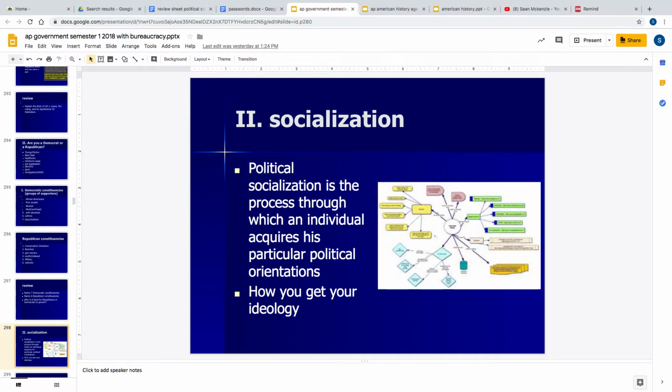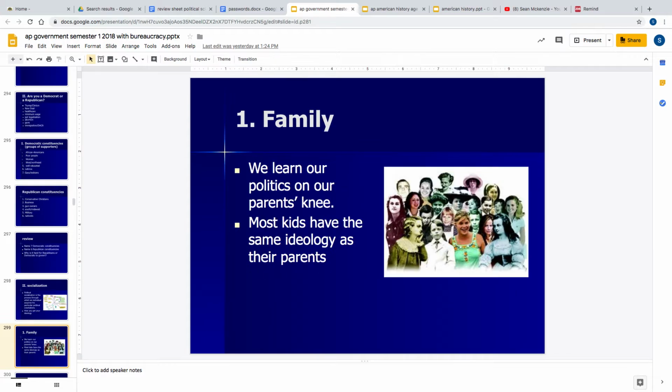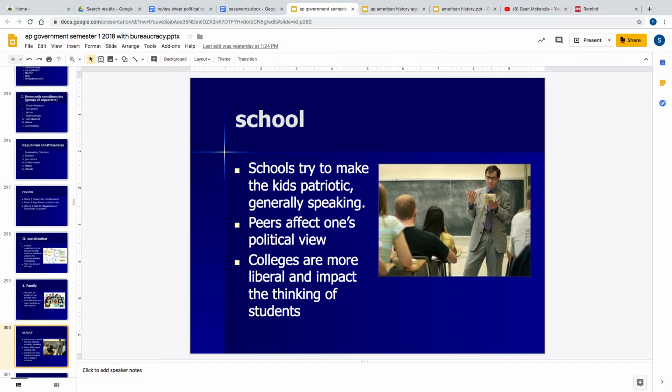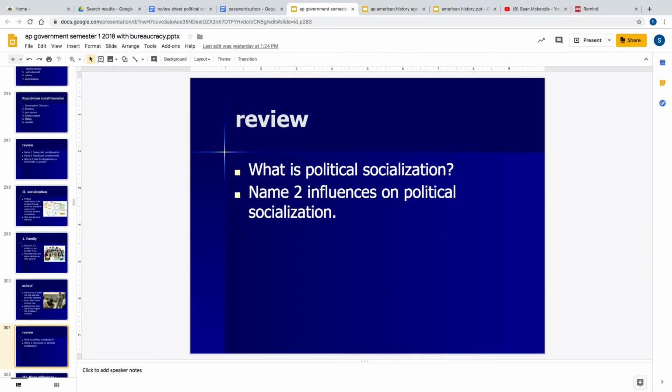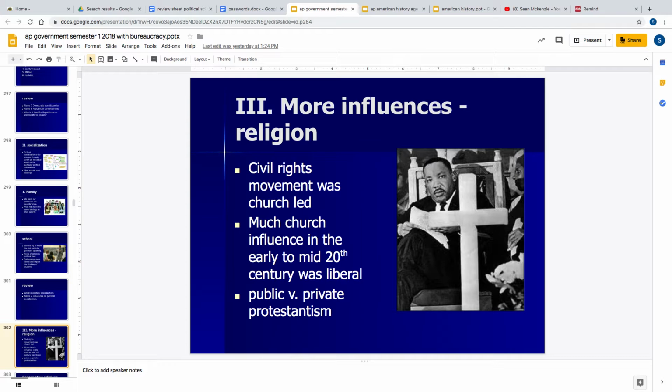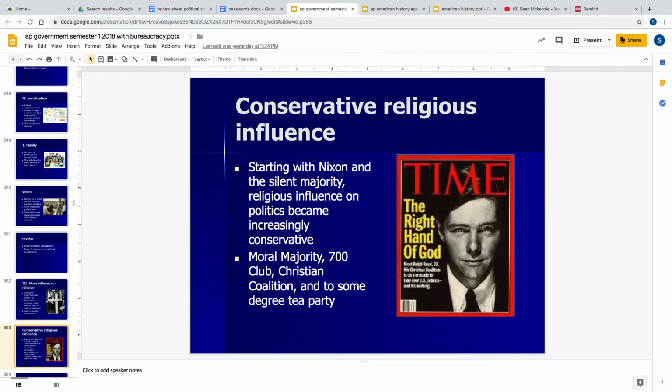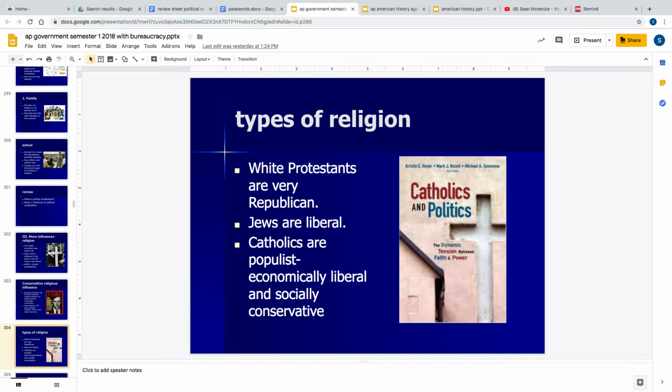All right, let's see. Then it's how you get your opinions. That's socialization, and family's number one. School tries to make you patriotic. We said that. Then the influence of religion was traditionally liberal, but it kind of changed with the late 60s, 70s, 80s. So we generally think of white Christians as being conservative because of abortion and gay marriage. But there's variation within religious groups.